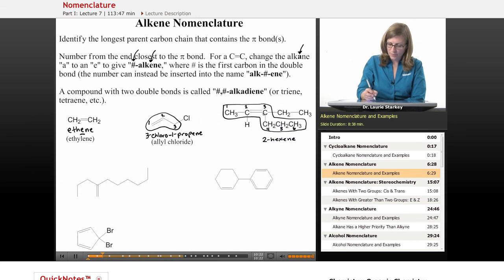And by circling off and blocking off the parent, it's very easy for me to see what other groups are attached. We still have this 2-carbon group that's called an ethyl group. So at carbon 3, we have an ethyl.